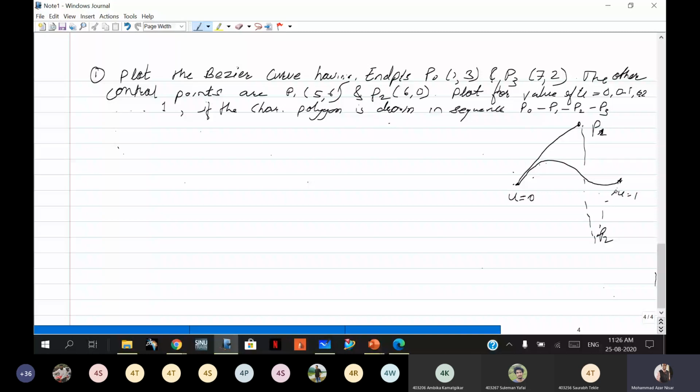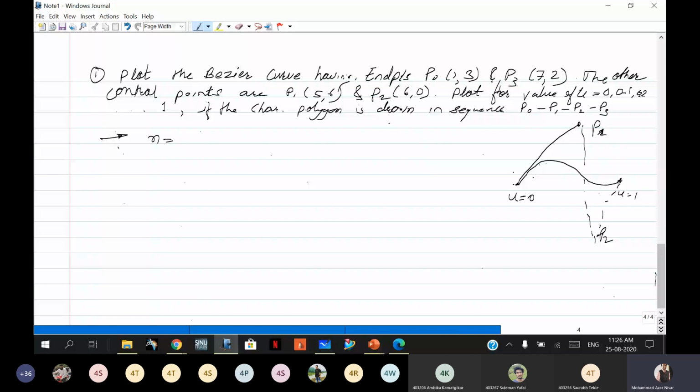Okay, now how to solve this? In some books they will use the fifth equation, that is P of u equal to P0 (1 minus u) cube plus 3, and in this way they have solved. But I will suggest you to solve using the matrix, so that it will be much easier to solve.